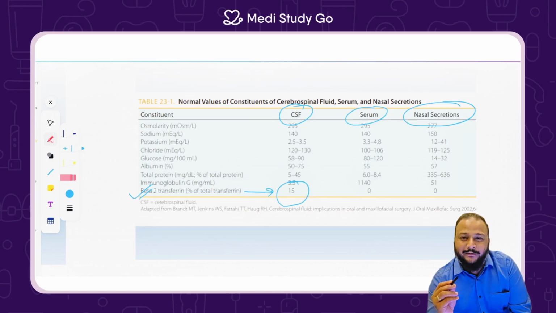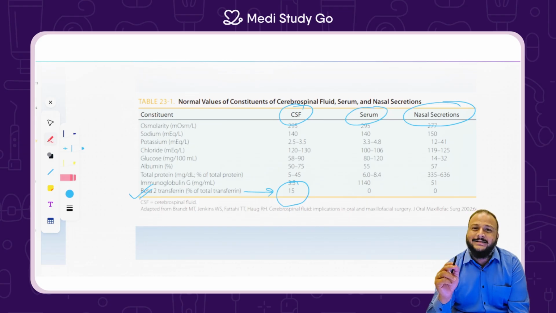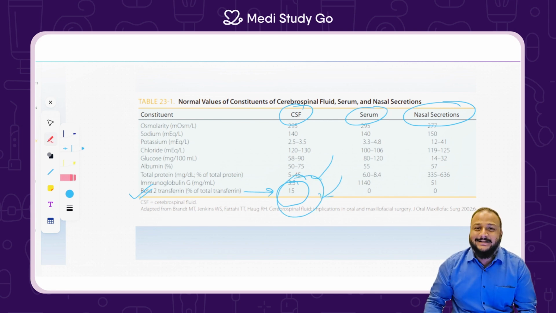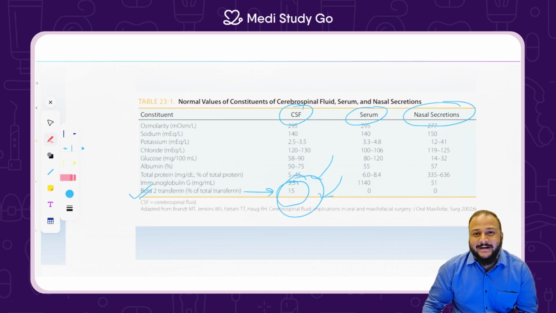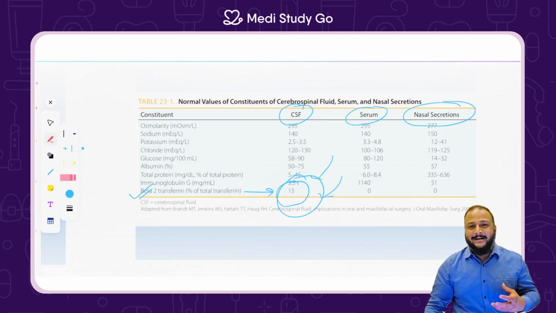Okay, so if you send a nose secretion or a nasal secretion sample to your biochemistry lab and ask them to look for beta 2 transferrin, if they find 10 to 15% of beta transferrin levels in that nasal secretion, it has to be a CSF leak, and that is how you diagnose and confirm that there has been a CSF leak. But now, coming to the point, how do you exactly treat it?